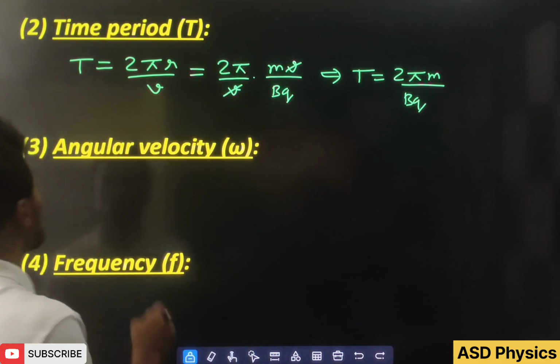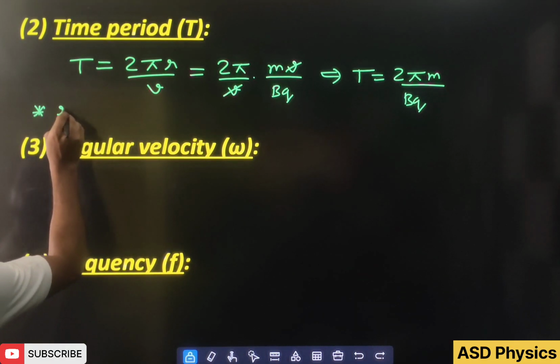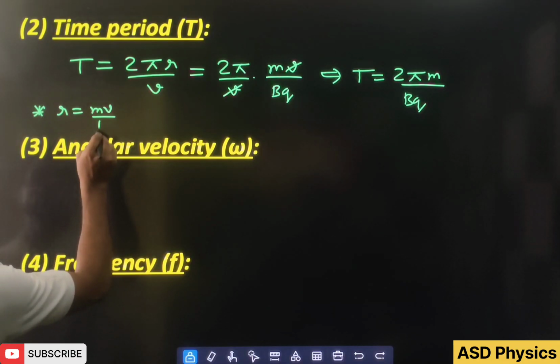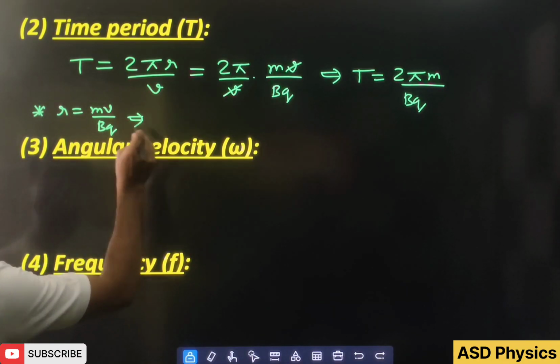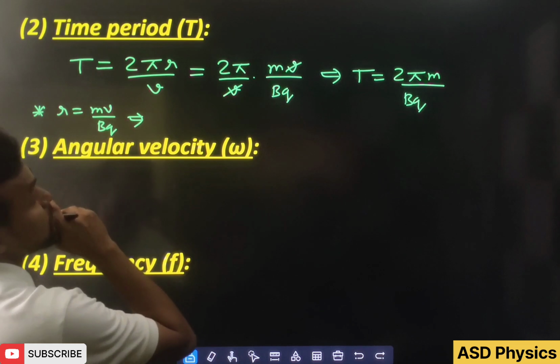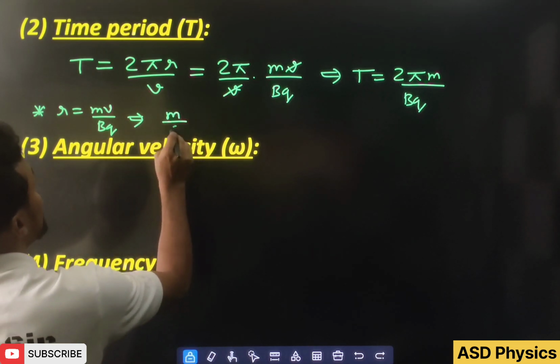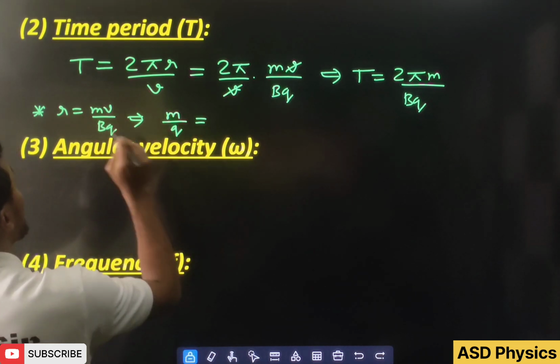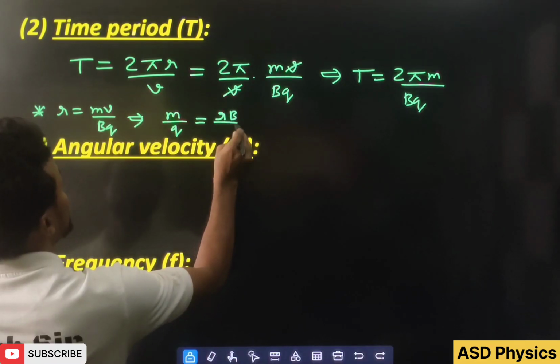Because you know very well, again I am writing, R equals mV by BQ. Now here you can see M by Q. So if I write M by Q from here, I can write RB by V.